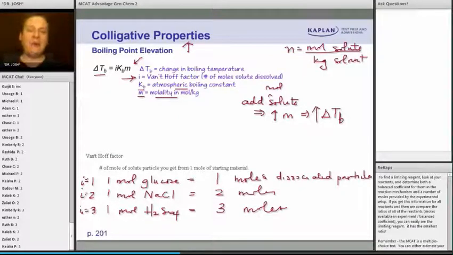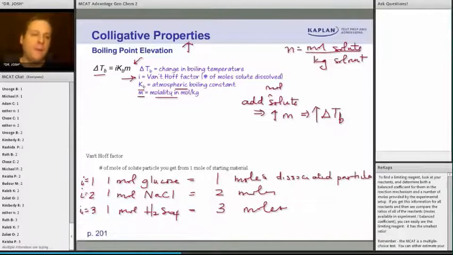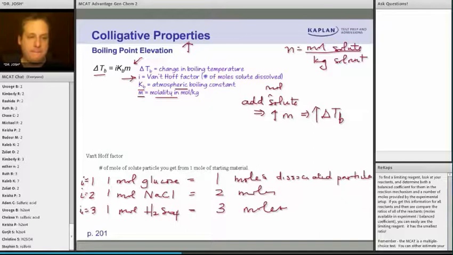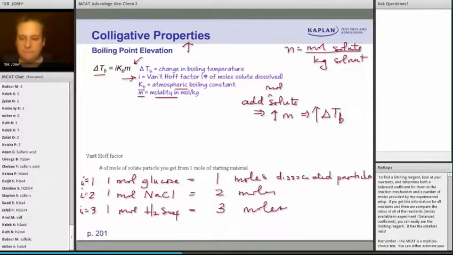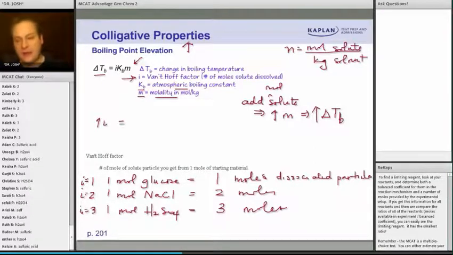So if I gave you an equal amount of glucose, sodium chloride, and sulfuric acid, which one will affect boiling point more? And there it is. Increase your i value, increase your change in boiling point. And you guys got it.